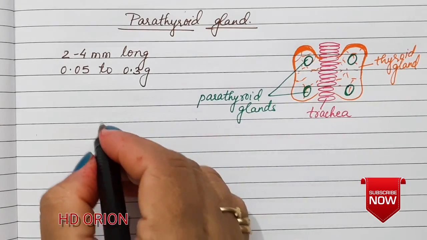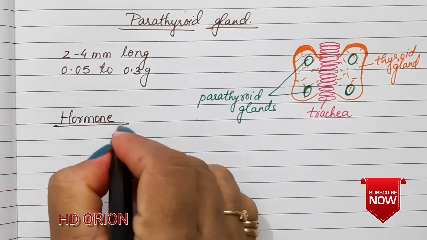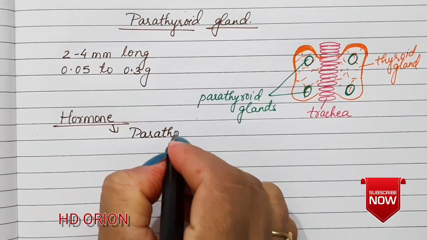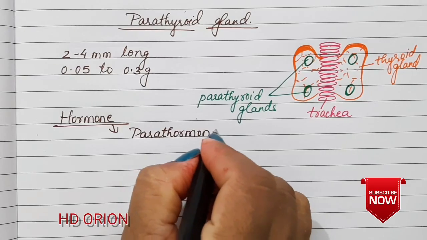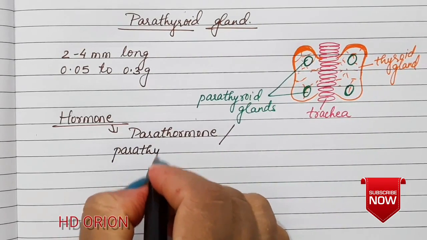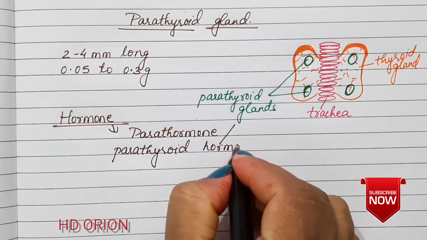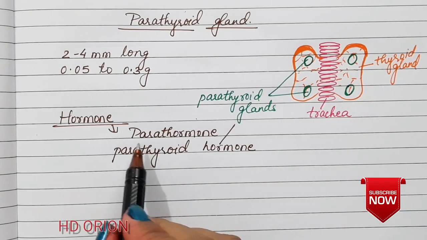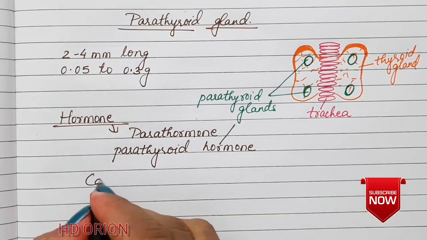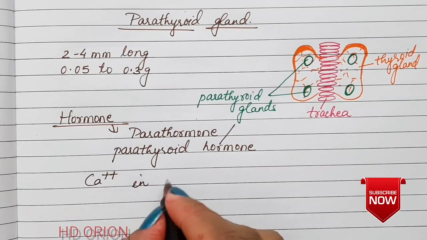They produce just one hormone, which is called parathormone or parathyroid hormone. The function of this parathyroid hormone is to help in maintaining the level of calcium in blood.